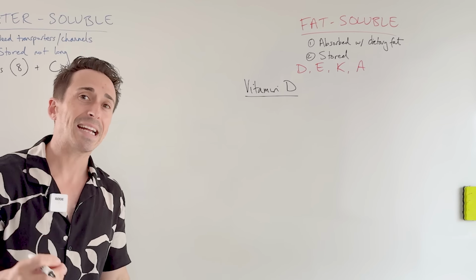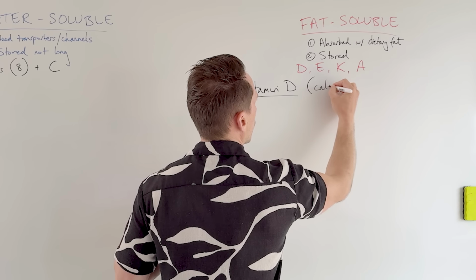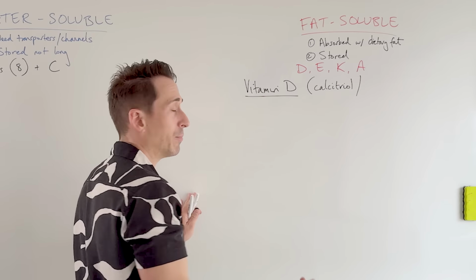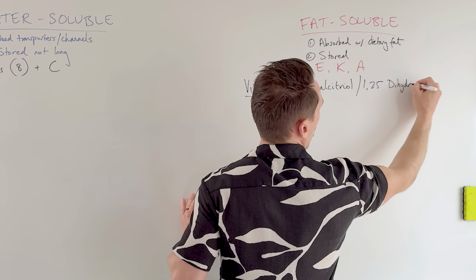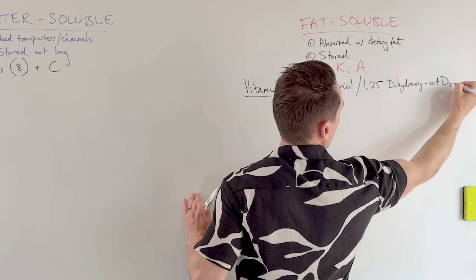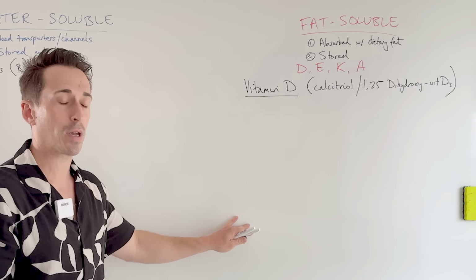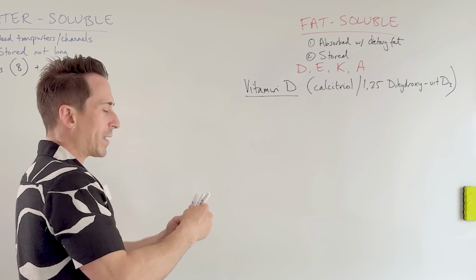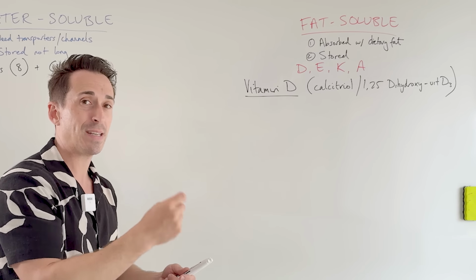Vitamin D, its active form is called calcitriol. It's actually got another name, pretty terrible name, which is 1,25 dihydroxy vitamin D3. So it can be called calcitriol or 1,25 dihydroxy vitamin D3. Whew. Now, how do we get calcitriol? Well, we can get it in two forms. We can get it as vitamin D2 or as vitamin D3.